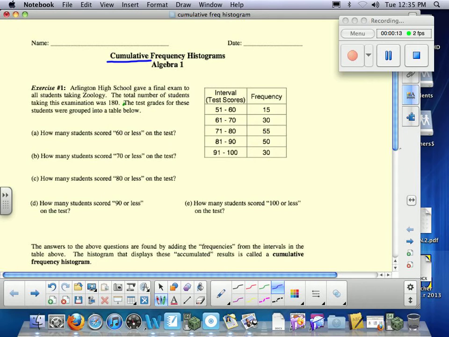Have you ever heard of the word accumulate? Yes. Okay, what does accumulate mean? Bring in. Kind of. Good. Alex? Increase. Increase. We are accumulating.